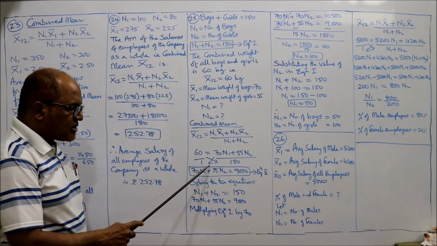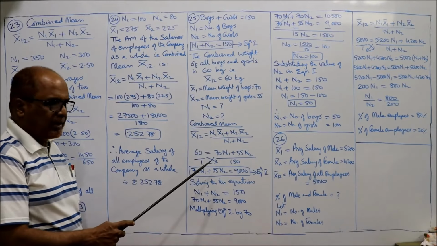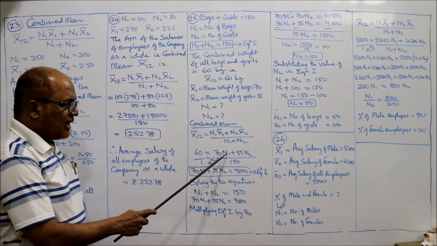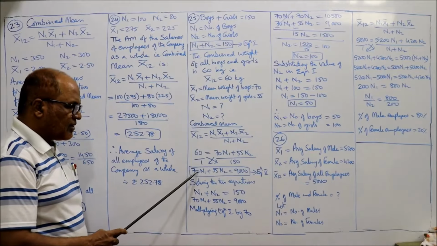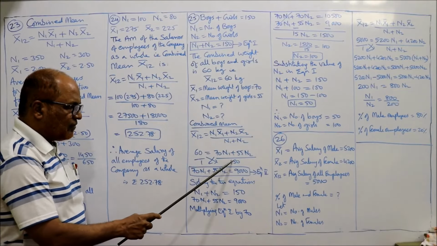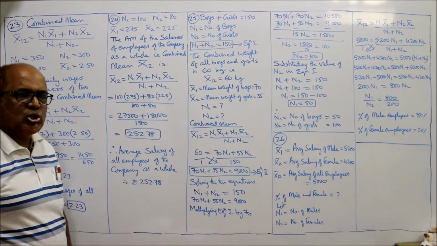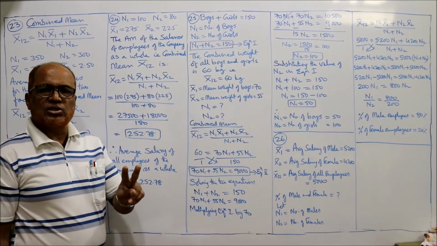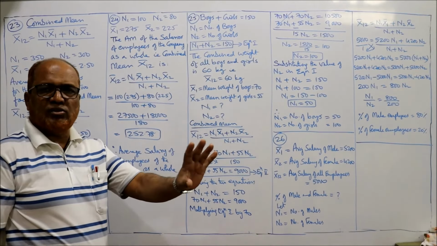Now we'll make a cross multiplication. Numerator को denominator से multiply करेंगे. तो 70 N1 plus 55 N2 into 1. We'll get the same thing. 70 N1 plus 55 N2 is equal to 60 into 150. You will get 9,000. Make it as equation 2. So we have two equations. Pahla equation, first one, N1 plus N2 is equal to 150. Make it as equation 1.